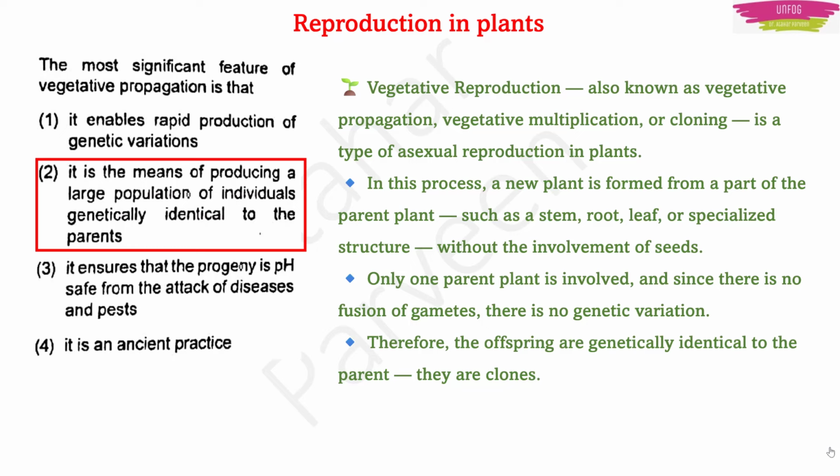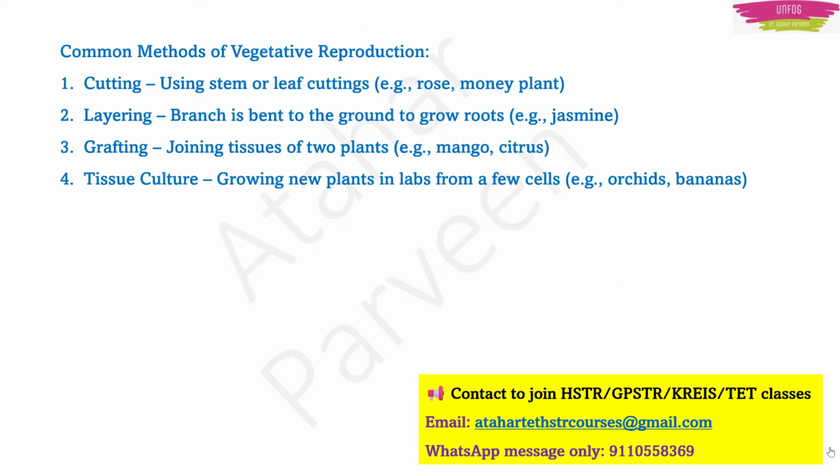Okay. There are some common methods of vegetative reproduction like cutting, layering, grafting and tissue culture. In cutting, just a stem is used or some leaf cuttings are used. Plants like rose and money plant can be reproduced using this method. Then in layering, a branch of a plant is bent to the ground so that the roots will grow. Best example is jasmine. In grafting, the tissues of two plants are joined together. Examples of this type of reproduction are seen in plants like mango and citrus.